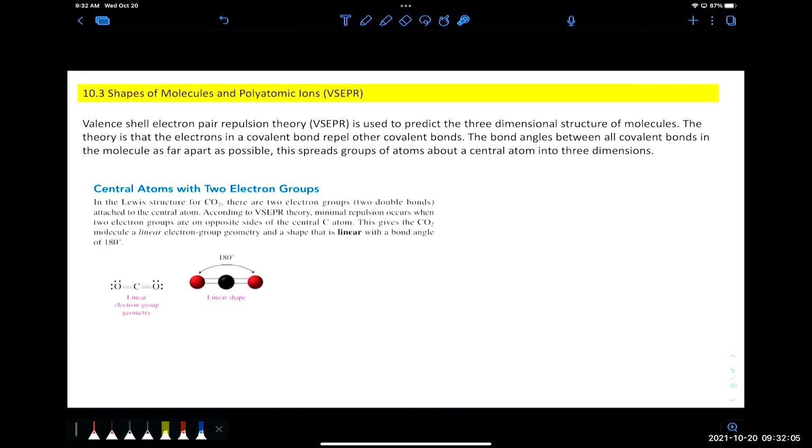All right, so that's how we use these valence electrons to predict structures. Now, VSEPR theory, or valence shell electron pair repulsion theory. It's really VSEPR, but I like saying Vesper because it's a lot easier to say. So this theory is used to predict 3-dimensional structures of molecules. Because these molecules don't exist flat on pieces of paper, they occupy 3-dimensional space. So this theory is that the electrons in a covalent bond repel other covalent bonds, and the bond angles between all covalent bonds in the molecule are as far apart as possible.